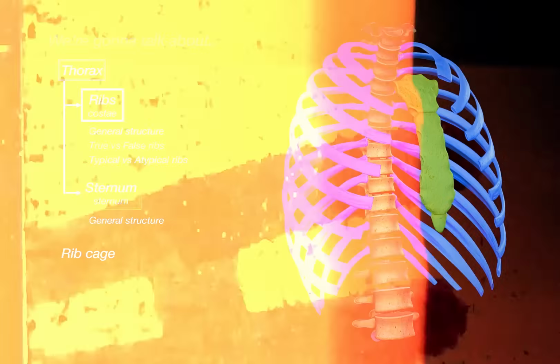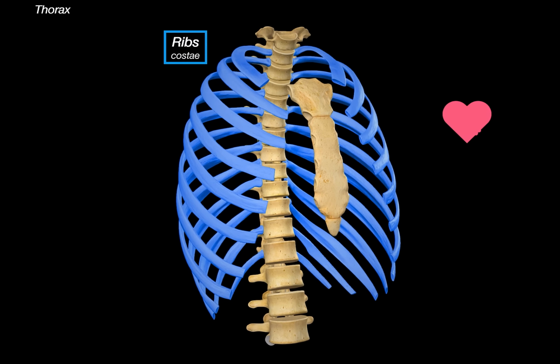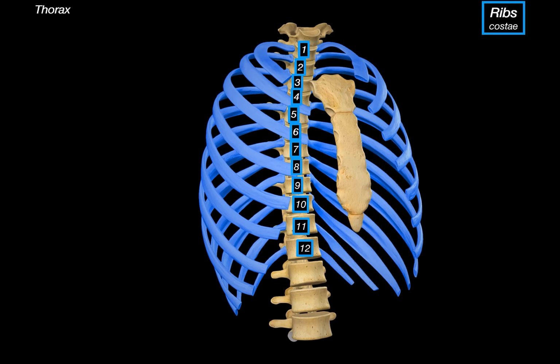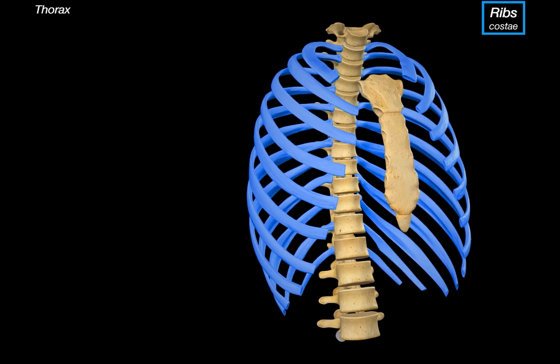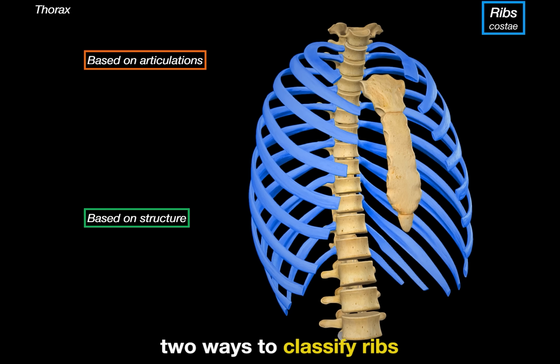Alright, let's get started. The ribs are long, curved bones that form a protective cage around the heart and lungs. We have 12 pairs in total, numbered from top to bottom, and it's easier to count them if you count from the back, where they attach to the vertebrae. Interestingly, each rib connects to the spine at the back, but not all of them connect to the sternum the same way. That's why we classify them based on how they articulate with the sternum. And because some of these ribs have the same structure and some a little bit different, we can also classify them based on structure. So, 2 ways to classify ribs.